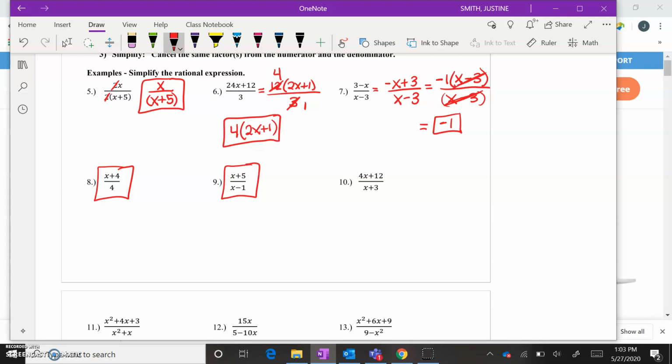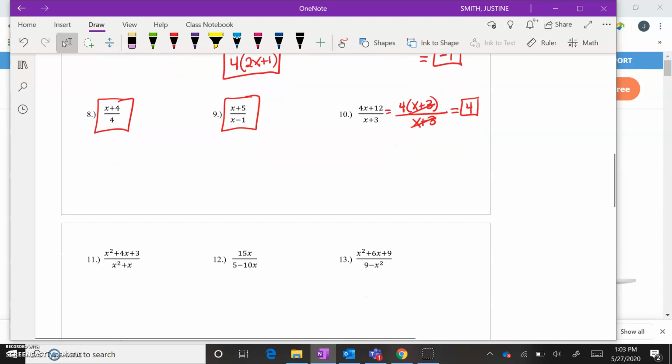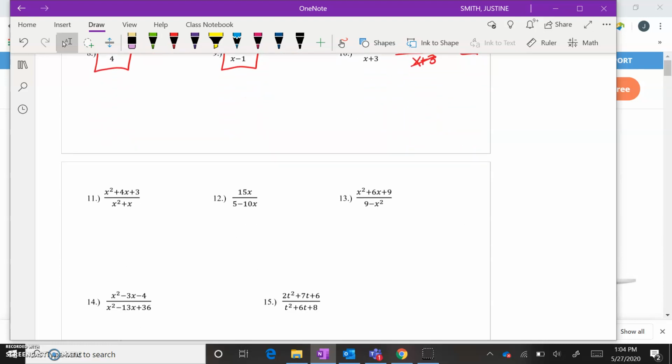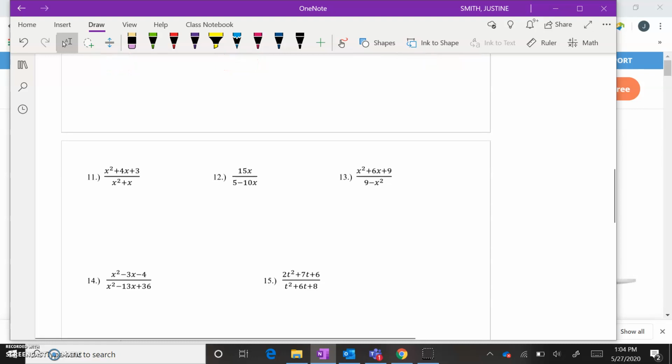All right, number 10, we can factor the numerator here to get a 4 times x plus 3. And then on the bottom, we just have x plus 3. So now we can cancel out these binomials and we're just left with 4. Isn't this fun? Because you still get to factor and now you get to simplify. Oh my goodness.